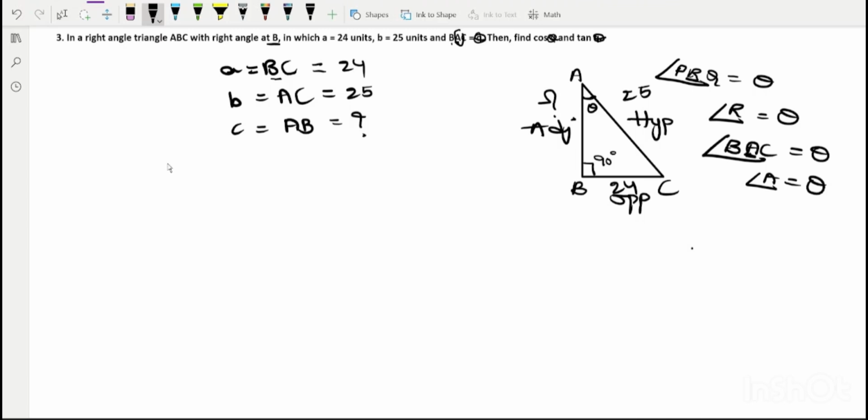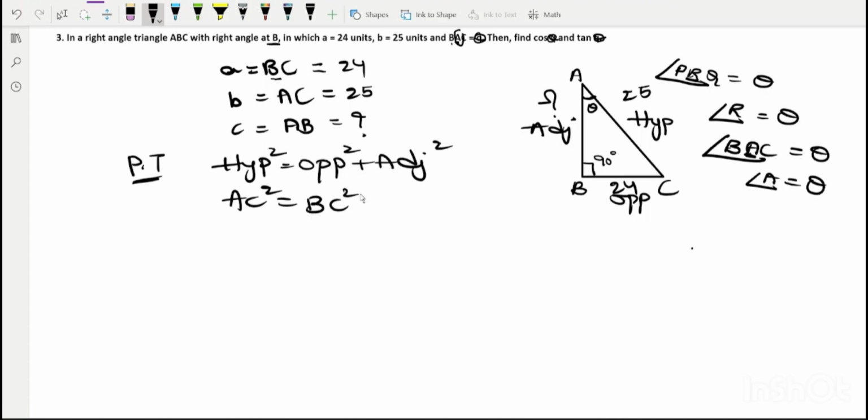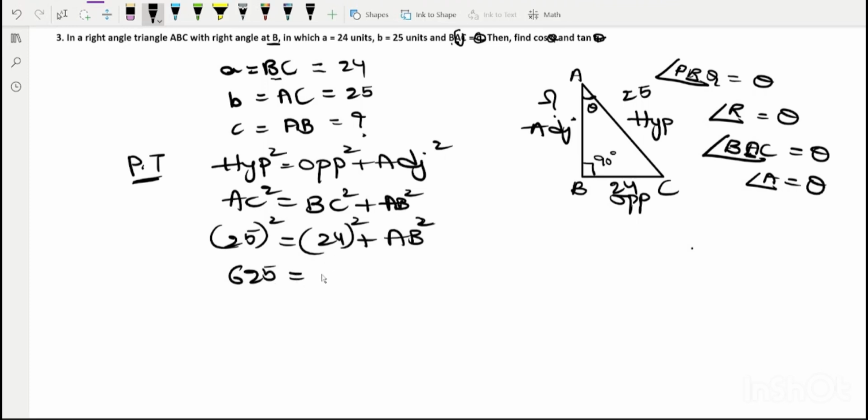To find the missing value in a given right angle triangle, we use the Pythagoras theorem. The Pythagoras theorem states that hypotenuse square equals opposite square plus adjacent square. What is the hypotenuse here? AC square equals BC square plus AB square. So 25 square equals 24 square plus AB square. 25 square is 625 and 24 square is 576, plus AB square. When we transfer 576 to the other side, it becomes AB square equals 625 minus 576.